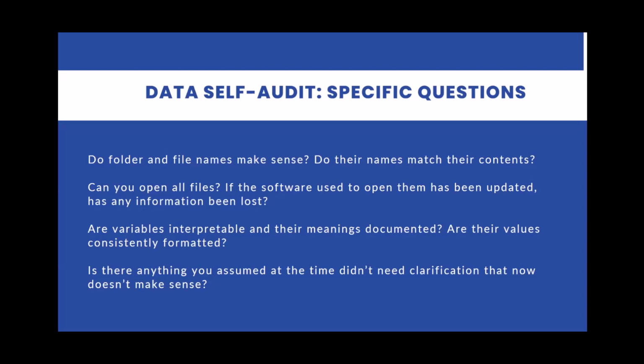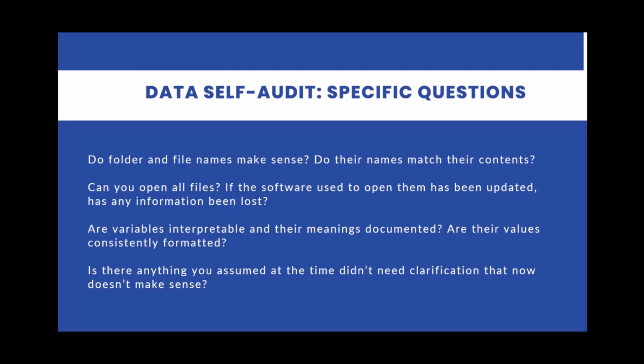Are variables that you've chosen interpretable? Are their meanings documented and do they make sense? So do you include a data dictionary, for example, so that there's no ambiguity about how variables are measured or how they should be used, as well as what their values mean?